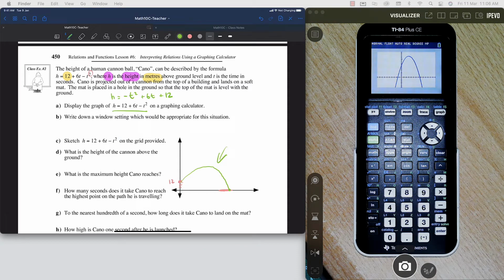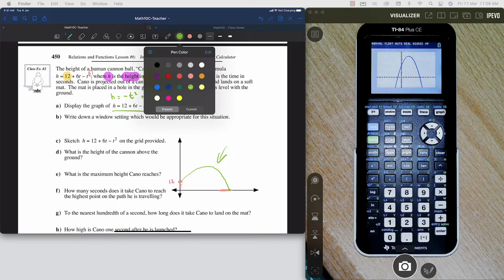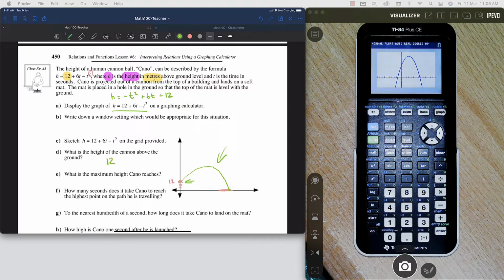Okay, sketch it on the grid provided. Basically did that. What is the height of the cannon above the ground? Well, that's right here where it's starting out at 12. So it's going to be 12 meters.